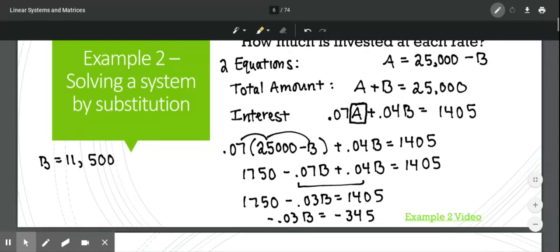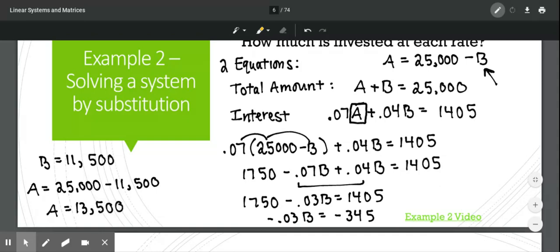And then remember, you're just going to substitute that back into your equation and solve for A. So A will equal 25,000 minus 11,500. So A is 13,500.